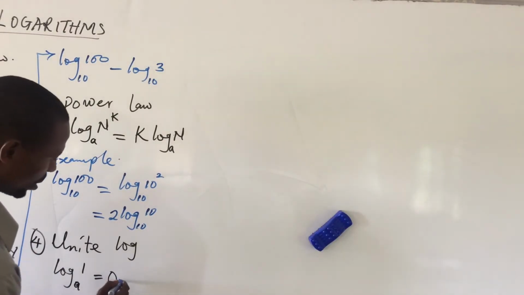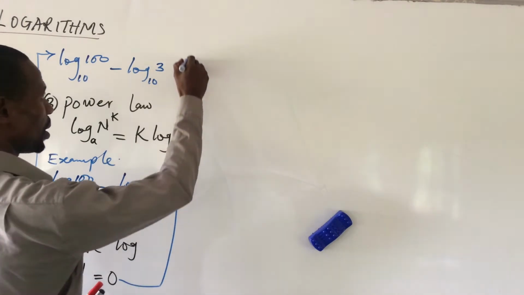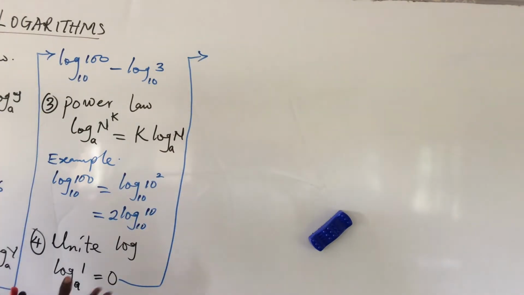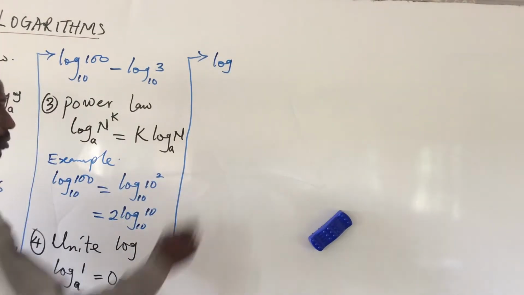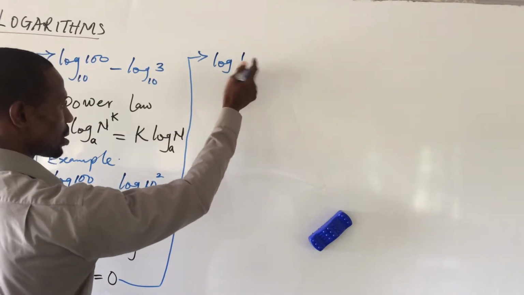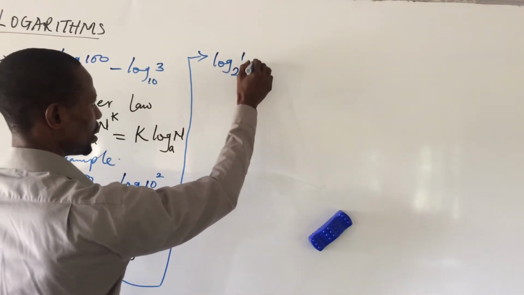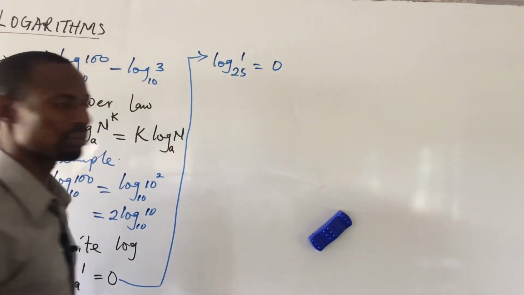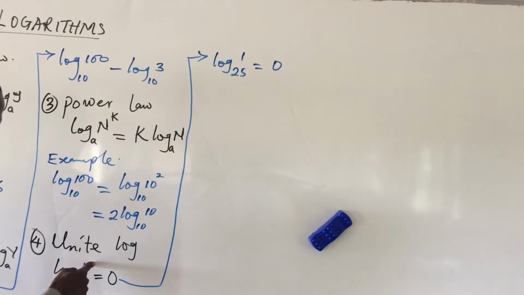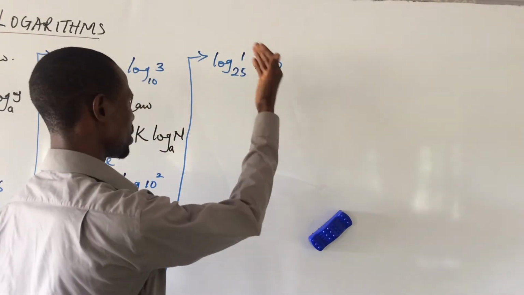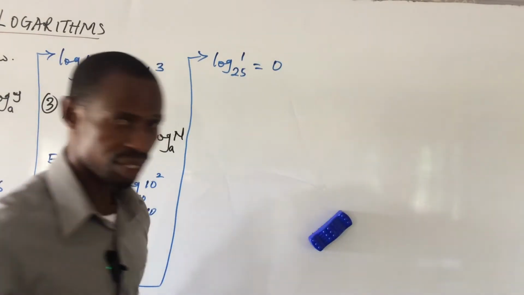Before we take the example, let's proceed from here. An example of the unit log is if you have log 1 base 25, this will give us 0. This is the unit log, because this is 1, which is unit. So log of 1 base any number, whether alphabet or whatever, gives you 0.